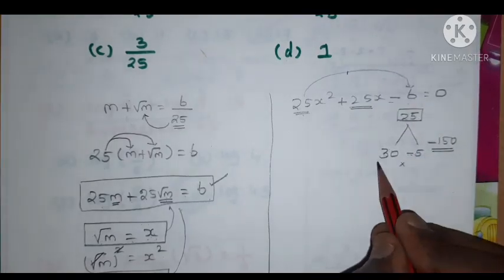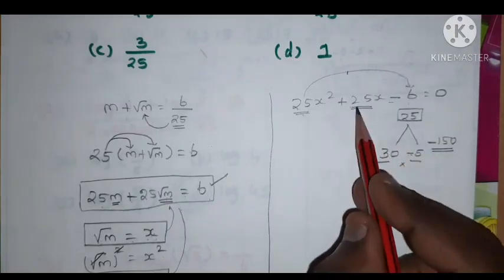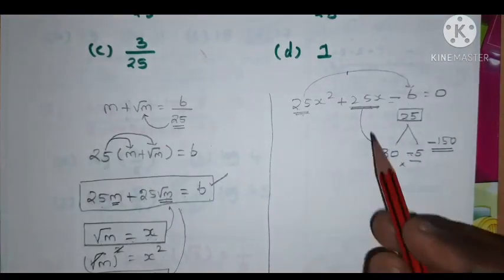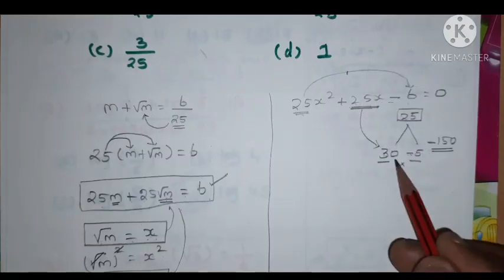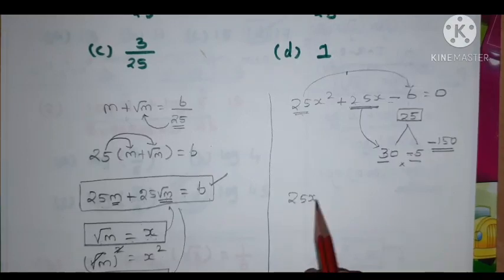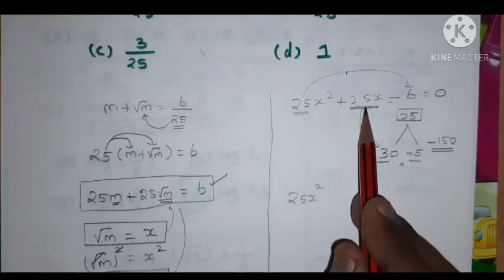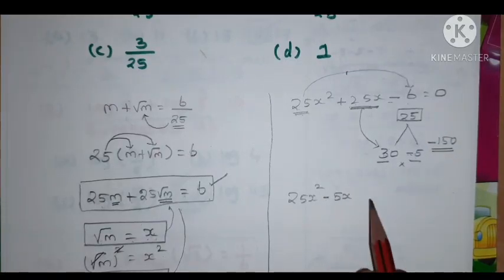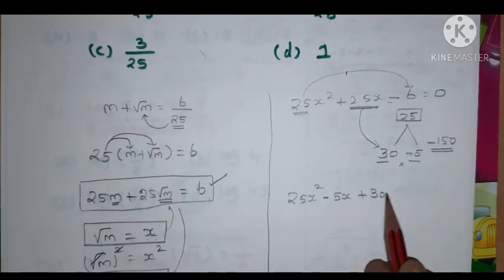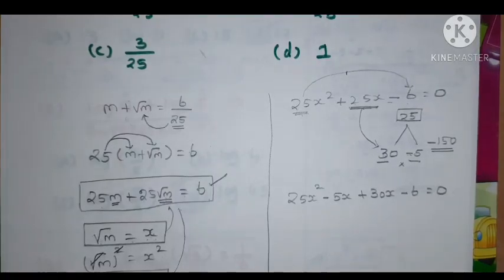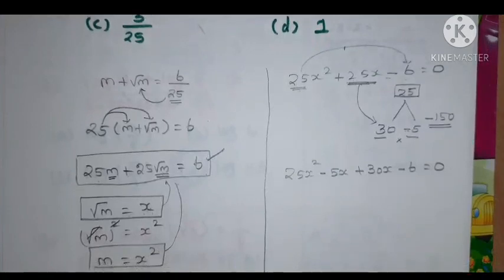Hence, we got two values, 30 and minus 5. So, in place of 25x, we have to split this 25x into 30x minus 5x. Fine. I'm going to write 25x squared, and in place of 25x, I'm going to write minus 5x plus 30x minus 6 is equal to 0, right? This is the form that we got.